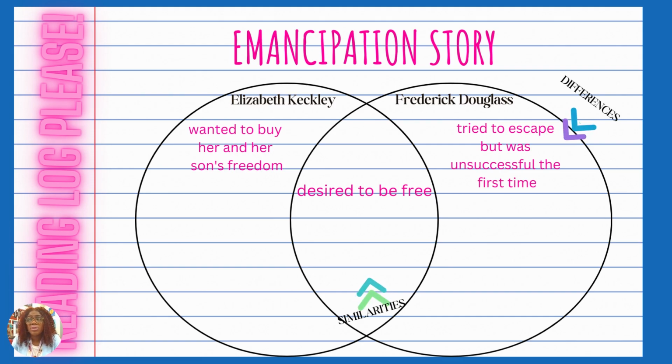So when I think about the emancipation story of Elizabeth Keckley, I know that she wanted to buy her and her son's freedom. So remember, she goes to her master to ask about that, and he does deny her at first. When I think about Frederick Douglass, I know that based on what we read, the first time he tried to escape, he was unsuccessful. And remember, he was beaten after that. Now, what's similar about these two freedom stories is that both of them had a desire to be free.